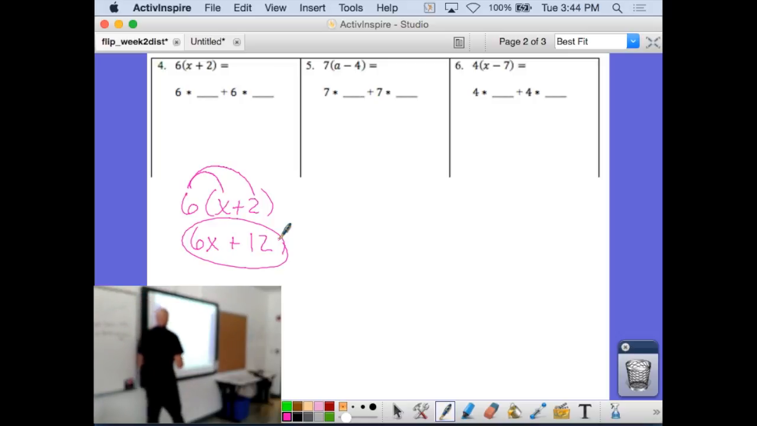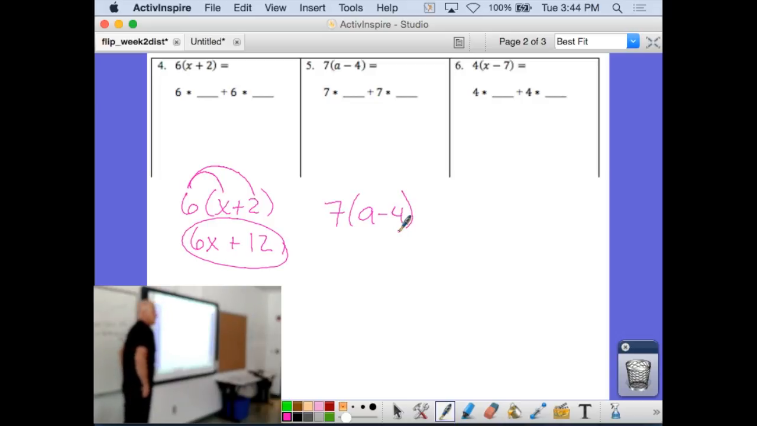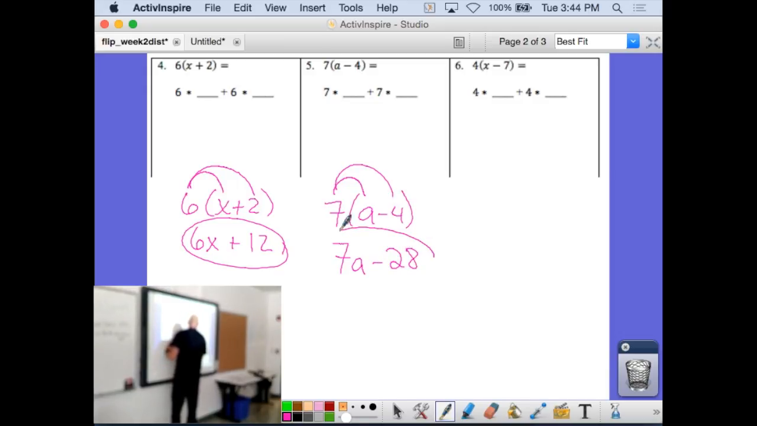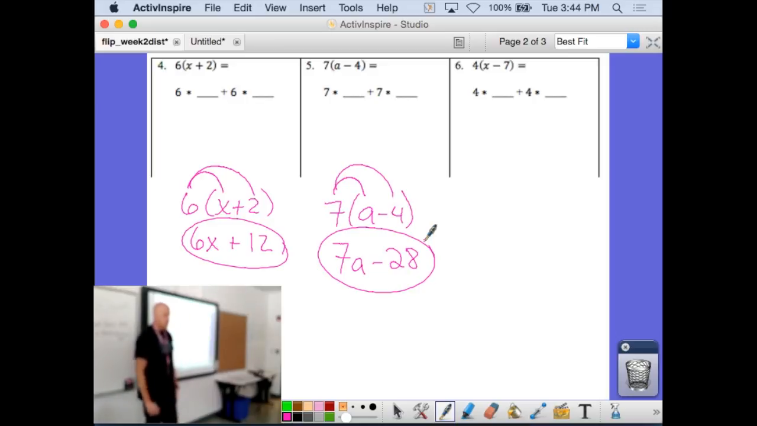Okay? All right, so let me rewrite it. 7 and then a minus 4. Do we have any like terms inside the parenthesis? No, we don't. So what are we going to distribute? The 7. We're going to distribute the 7. What is 7 times a? 7a. And what's 7 times, and we'll say negative 4. Negative 28. So we'll have 7a minus 28. Okay? All right, pretty simple, right?